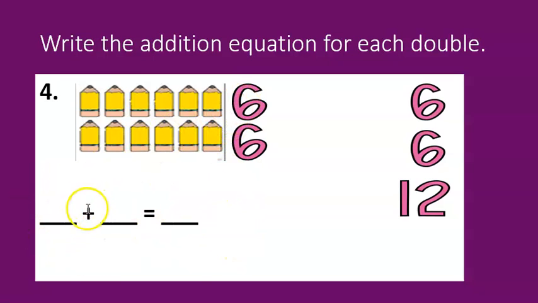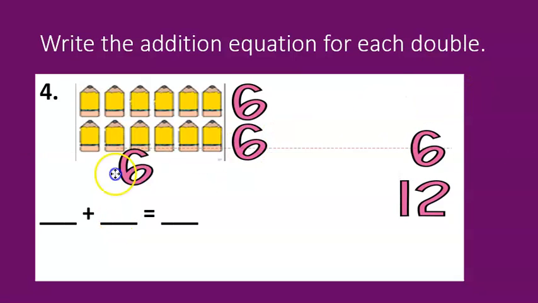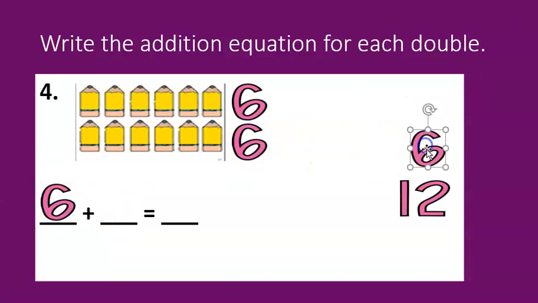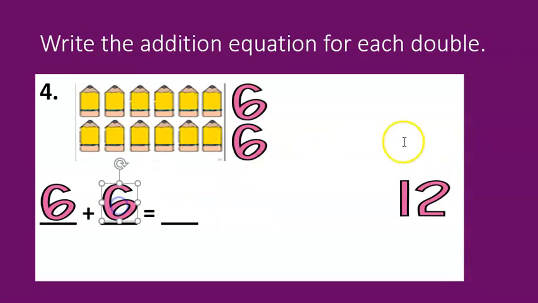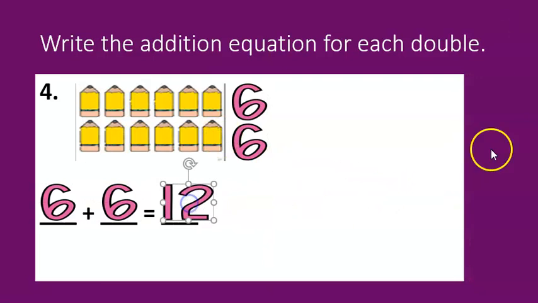We just got to put now 6 plus 6 here. Let's put 6 here. And let's put the next 6 in the next line. Now we have 6 plus 6 equals, now we need a total here. Let's count up all the pencils. 1, 2, 3, 4, 5, 6, 7, 8, 9, 10, 11, 12. So boys and girls, our answer here is going to be 12, based on our doubles fact here. So 6 plus 6 equals 12.